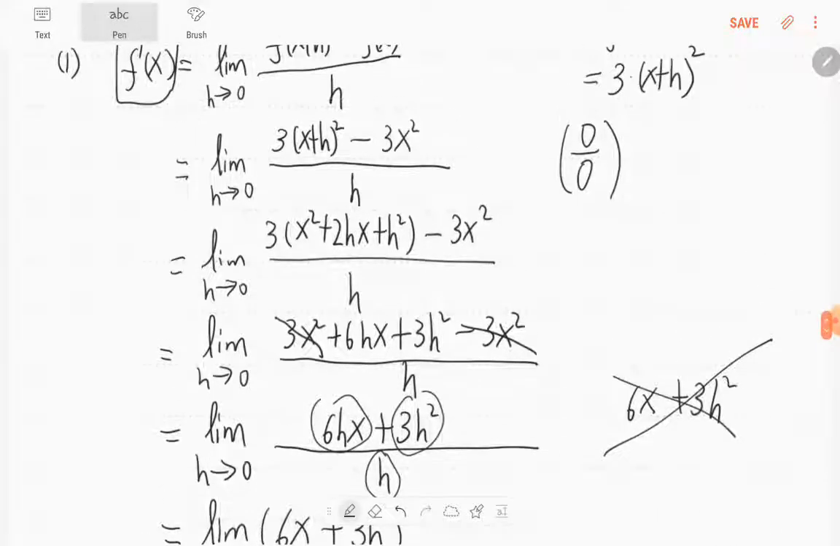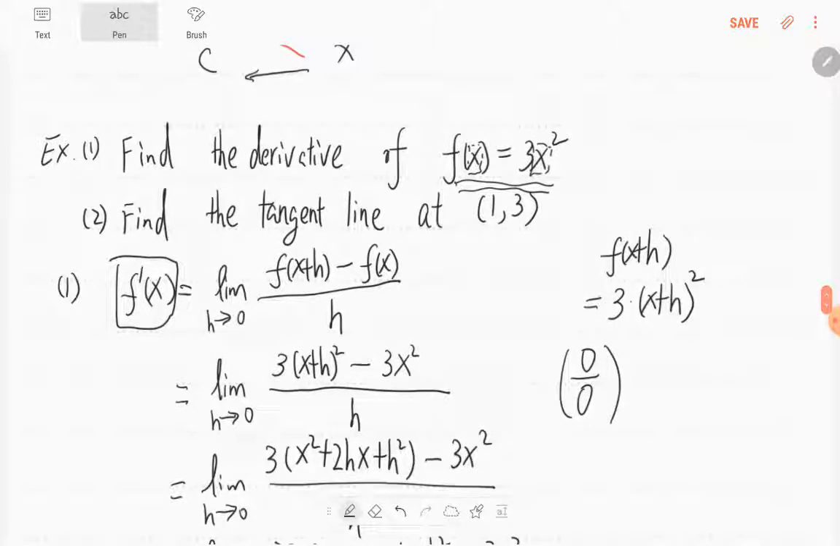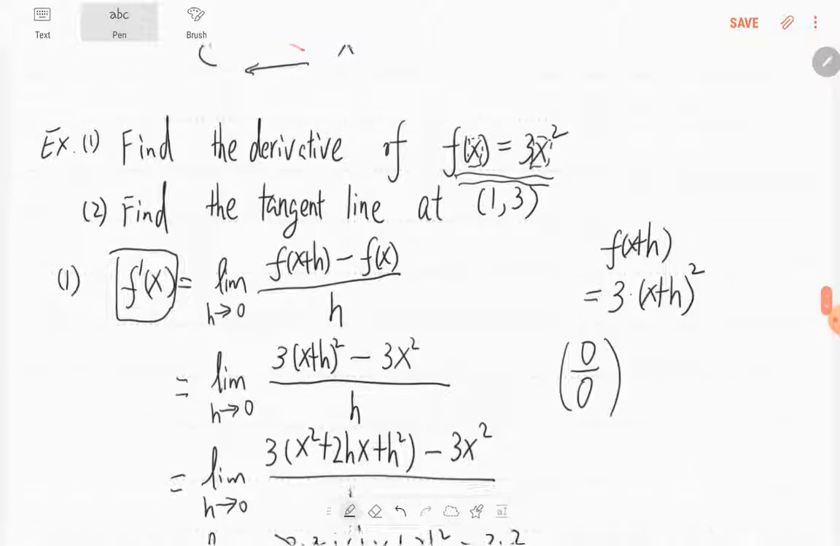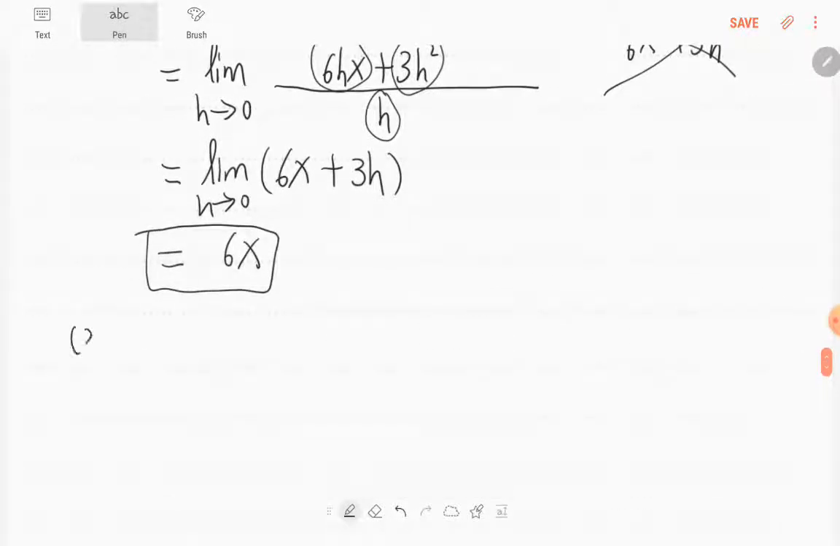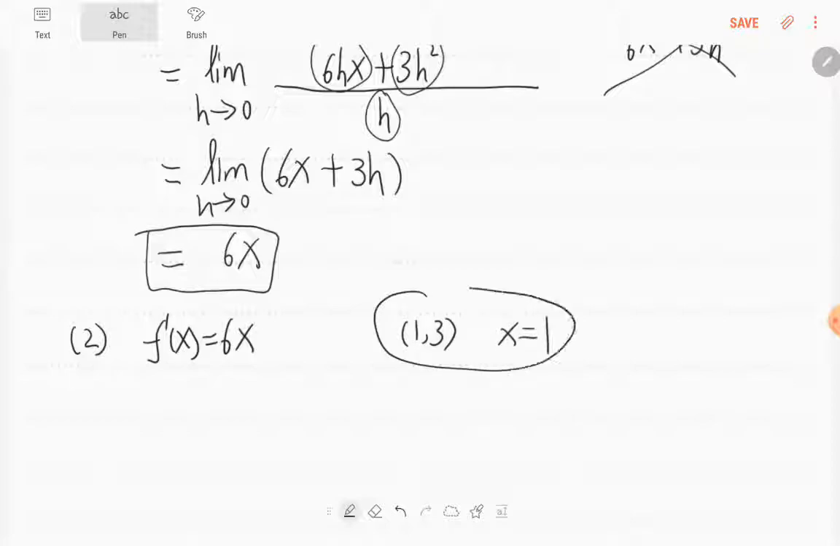So the second problem asks you to find the tangent line at a specific point, which is (1, 3). So we can use this derivative. We know that f prime of x equals 6x. This is the derivative at any x. Now the point is (1, 3), so that means x equals 1, right?